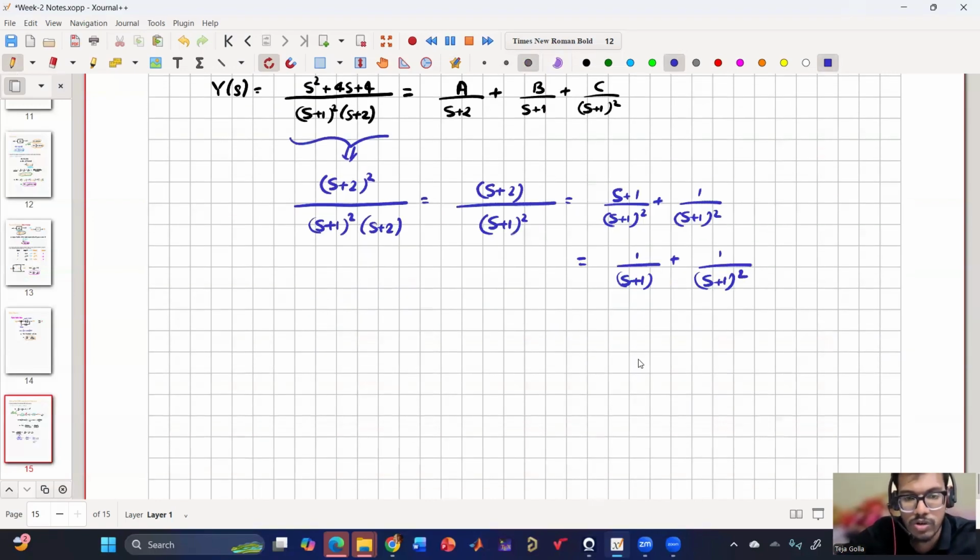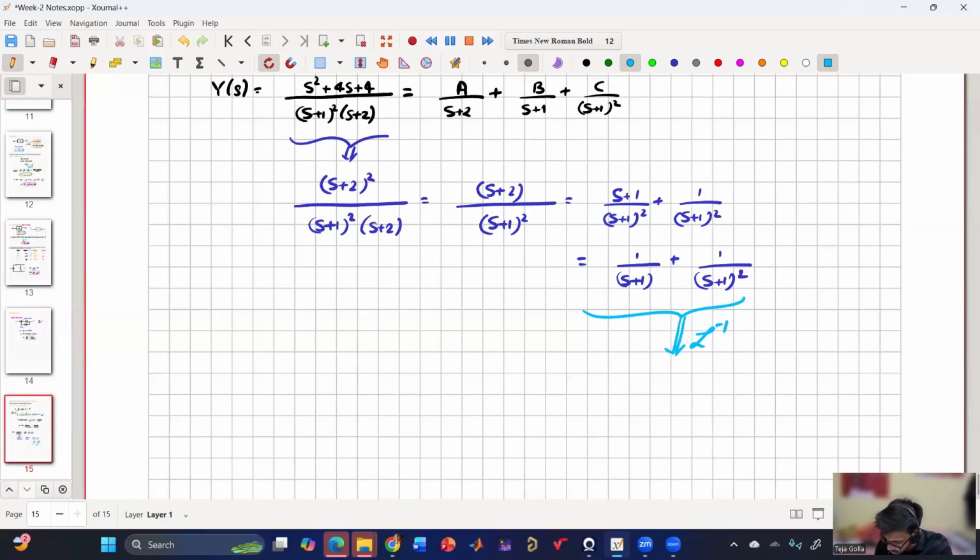So what is the inverse of 1 by (s plus 1)? Anyone? So if you apply Laplace inverse, because this is Y of s, so now I have to get y of t by applying inverse Laplace transform. So what is Laplace inverse of 1 by (s plus 1)? Someone saying something? Hello? Laplace inverse of 1 by (s plus 1) is e to the power minus t, right?